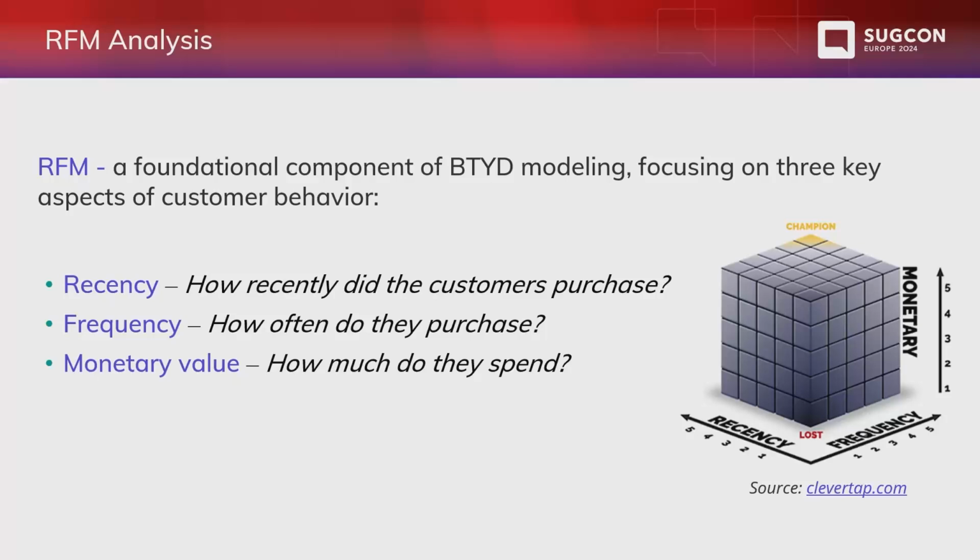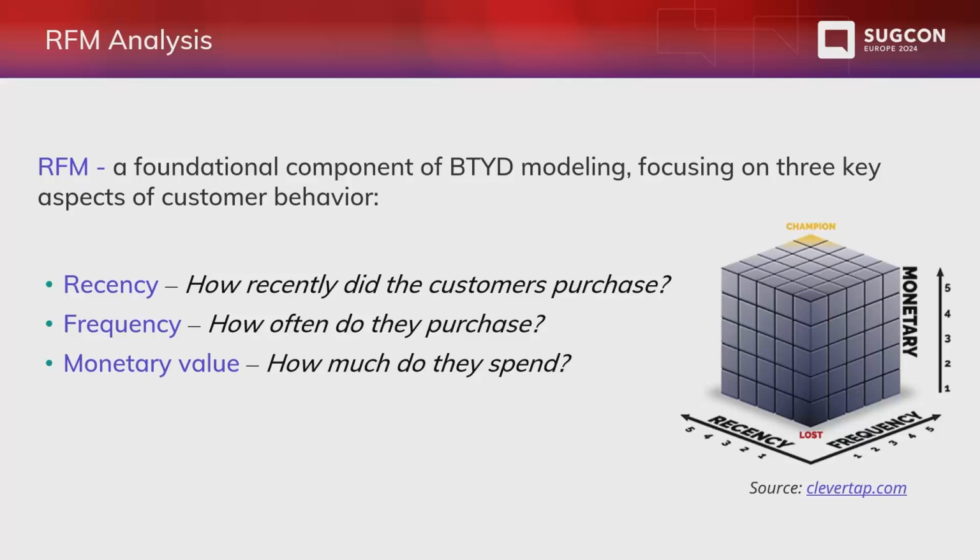Frequency is just the number of transactions that a customer has made over a specific period of time. A higher frequency may suggest stronger loyalty and potential for repeat purchases. And monetary value is just the amount of money that customers spend on our services. A high monetary value indicates valuable customers who contribute significantly to revenue.